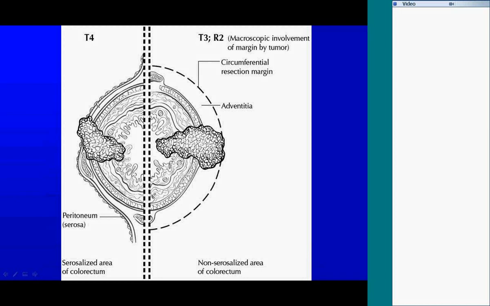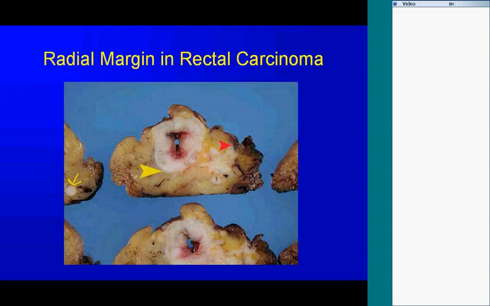However, in areas of the colon that are invested by visceral peritoneum, this would be a T4 lesion if it penetrated the serosal surface. And here's an example of radial margin in rectal cancer. These transverse sections are very nice for illustrating the positive margin here as the tumor goes to the dissected surface. So this would be a positive radial margin and would constitute T3 disease with positive margin and not T4.